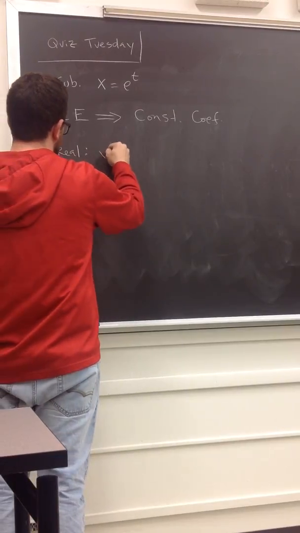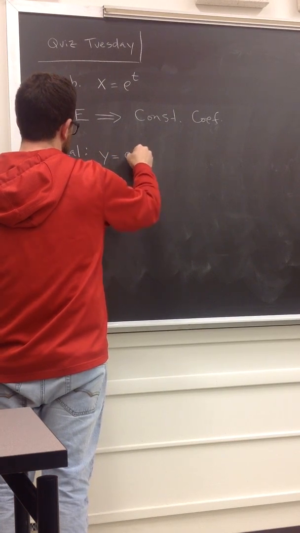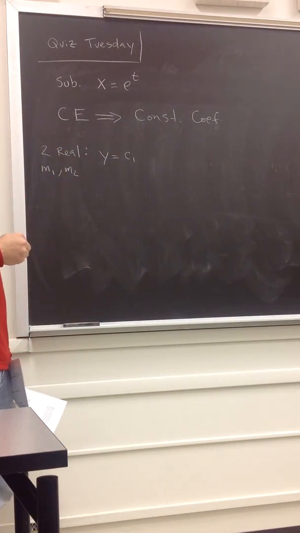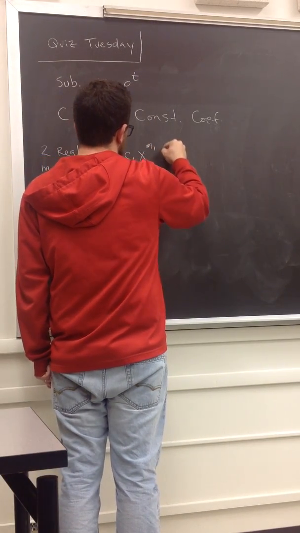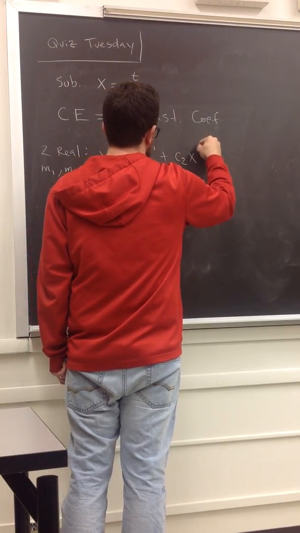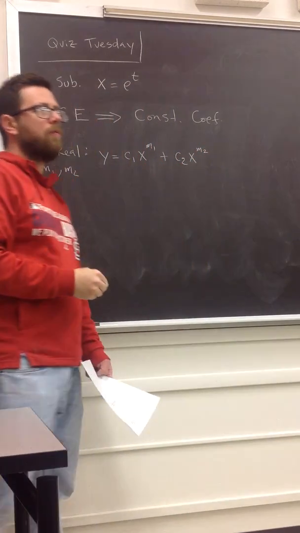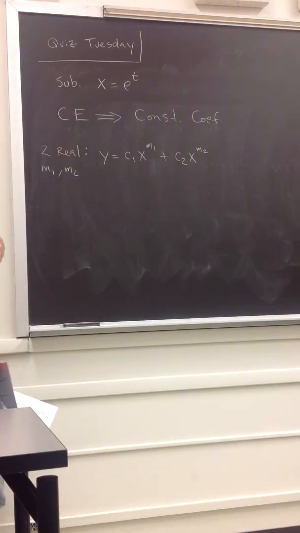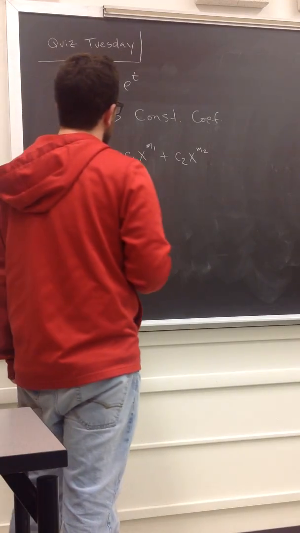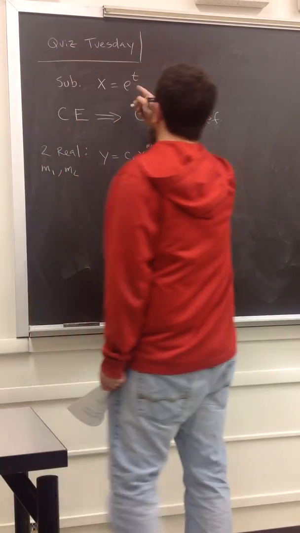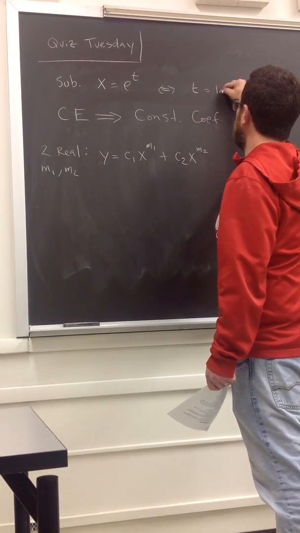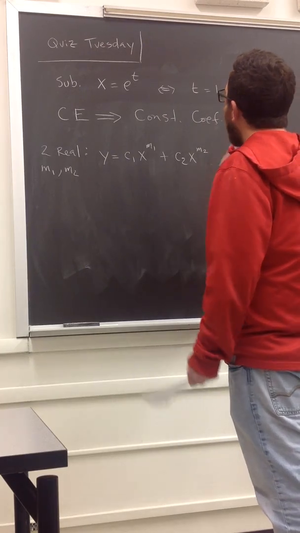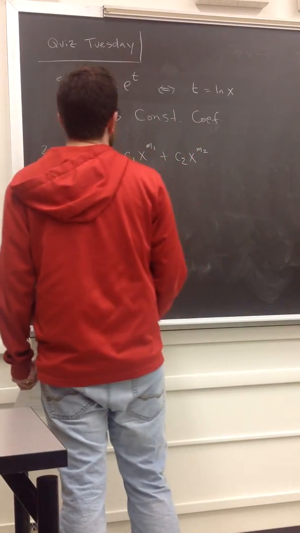Then the general solution for Cauchy-Euler is what? C1 x to the m1, right? Plus C2 x to the m2. Right? So rather than making the substitution in the differential equation, let's make the substitution in the solutions. Okay, so here it will be convenient to solve for t. So that means that t is equal to natural log of x.